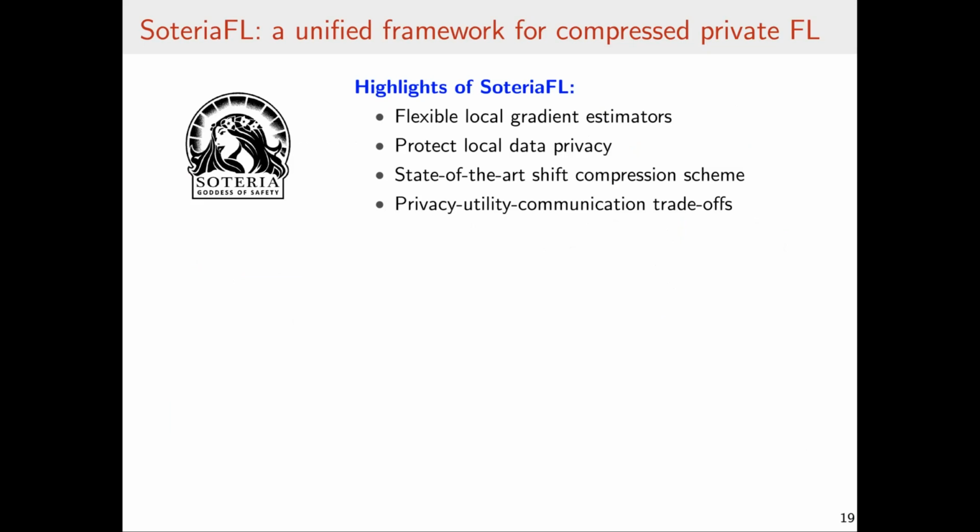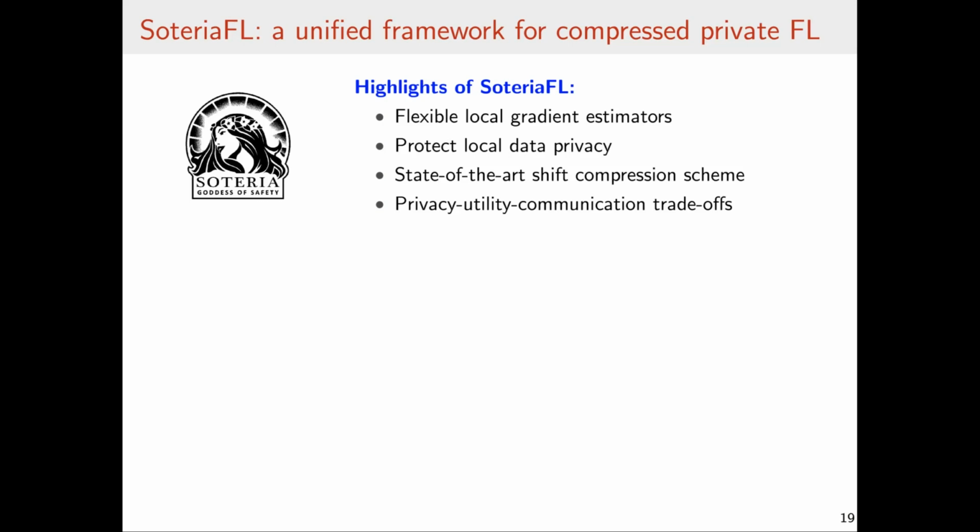I also heard Yiran mention their Soteria algorithm for secure federated learning. So obviously, we share a similar passion or interest with the Greek goddess Soteria, who happens to be the goddess of safety in Greek literature. The highlight of our SoteriaFL framework is that we allow very flexible local gradient estimators. So we can incorporate many different choices of existing local stochastic gradient estimators, but can also potentially incorporate new ones that will be developed in the future literature.